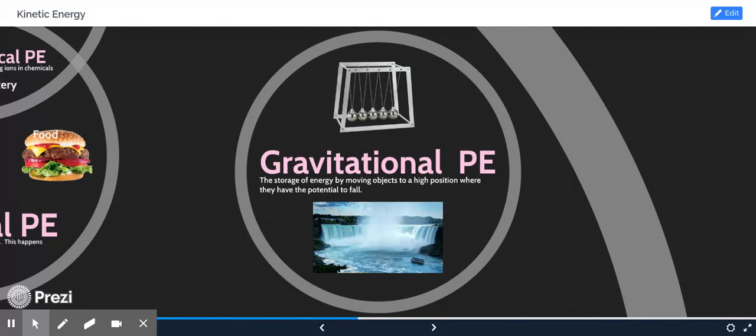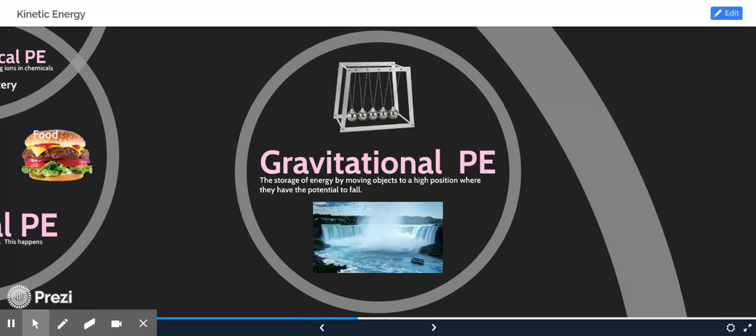Okay. Next up, we have gravitational potential energy, and maybe this is the easiest to understand. If things are up high, they have the potential to fall down low. So the water at the top of a waterfall has a lot of potential energy, has a potential to fall down the height of that waterfall. The Newton's cradle in that top picture, when you lift up one of those spheres hanging from the strings, you're giving it potential energy due to its higher position.